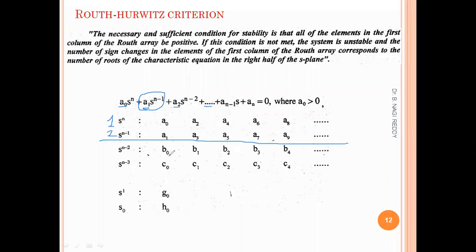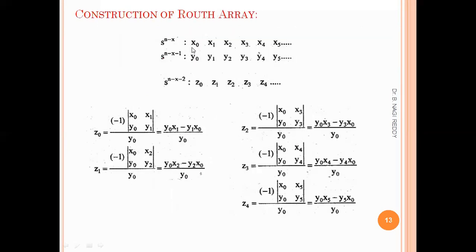Then what about B0, B1, B2 and all the B coefficients, all the C coefficients, and so on up to G0, H0 and all these coefficients? How can we calculate them? The calculation of all these coefficients comes based on the Routh array construction. So let's see how we can calculate the remaining coefficients. Right, so the construction of a Routh array.